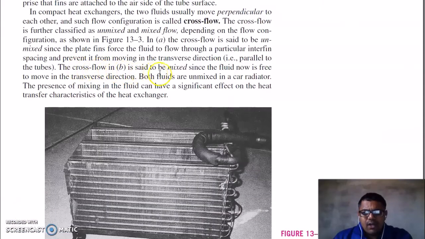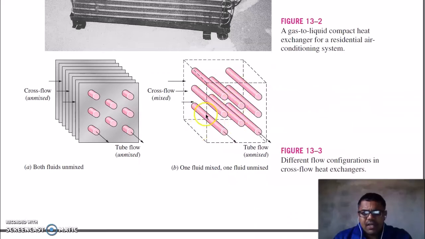The cross flow is said to be mixed since the fluid now is free to move in the transverse direction. So in this case, there are no parallel plates. These plates are missing, so the fluid can move in the transverse direction also. So this is cross flow mixed. But you can see tube flow is unmixed. You can see the tubes are separated, so the fluid within the tube will not mix with each other. But this fluid which is moving perpendicular to the tubes, the second fluid can mix.